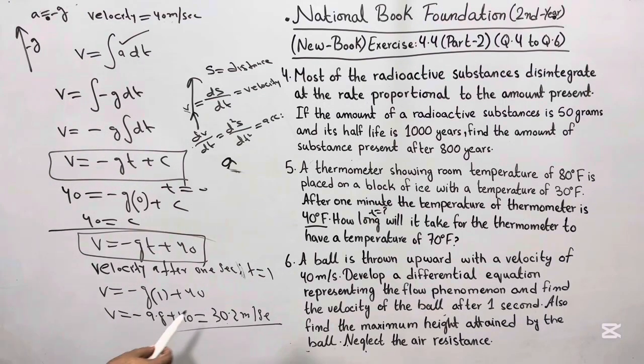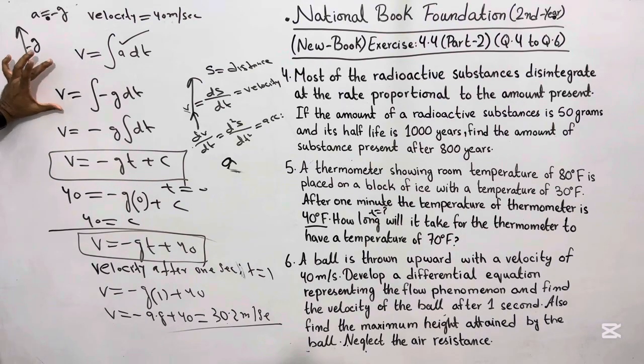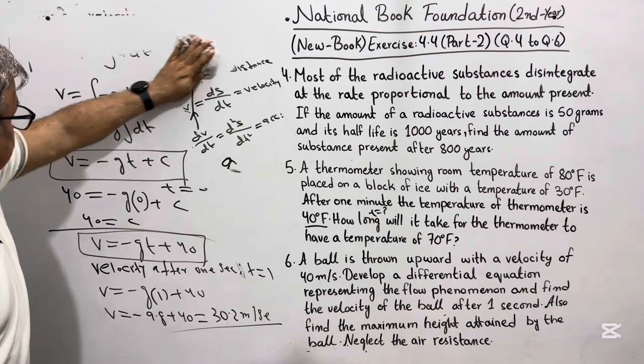And find the maximum height attained by the ball. Maximum height comes into play from here. Again we have to integrate. Acceleration we have integrated and arrived at velocity. Again integrate velocity, we will get the displacement. Okay, let's see how.